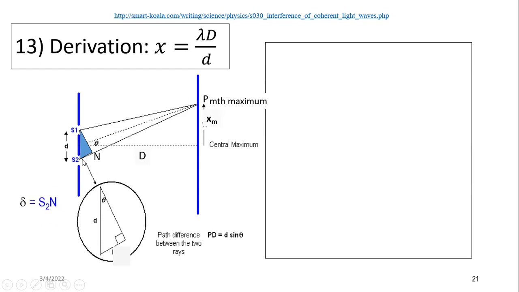And then S2N is your path difference, delta, which I magnify for you here. That's your delta, that's your d. This angle is theta, and this angle is also theta. Remember, this is very large, this is very small, so we are just using an approximation.